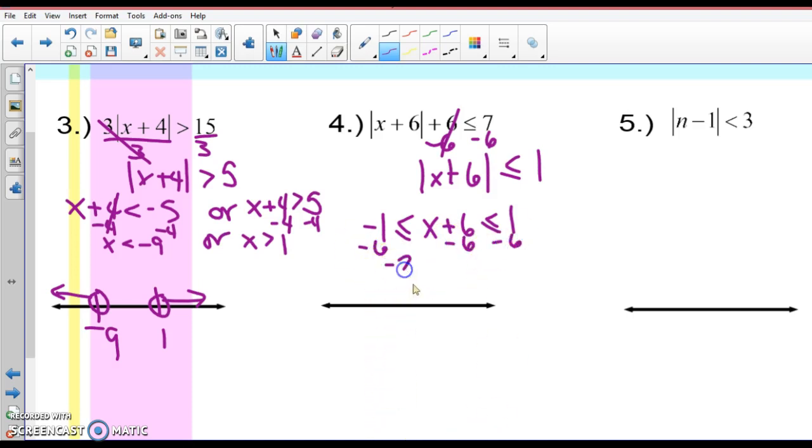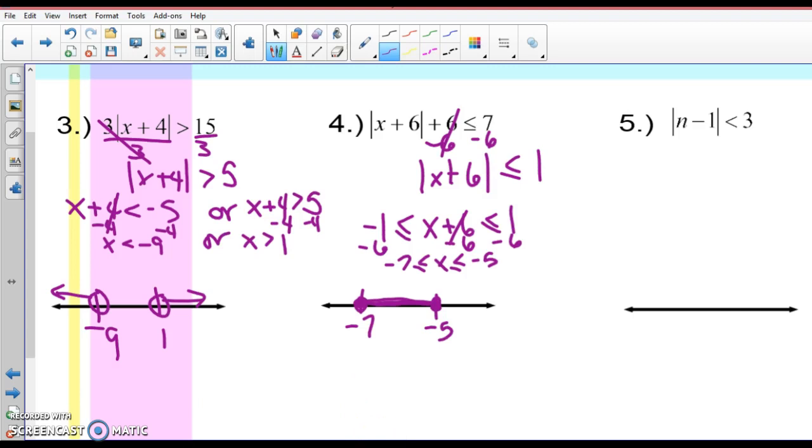So, this will be negative 7 is less than or equal to x, and that's less than or equal to negative 5. So I'm going to have negative 7, negative 5. What type of circles are that? Closed, and where is the shading? In between. Because we are looking for the numbers that are greater than negative 7 and less than negative 5. Right there. No arrows. Yes. Could be negative 6.1. It could be any number in here.